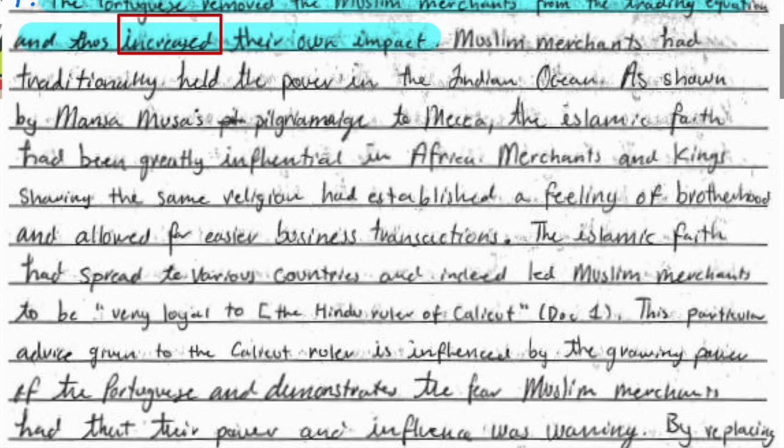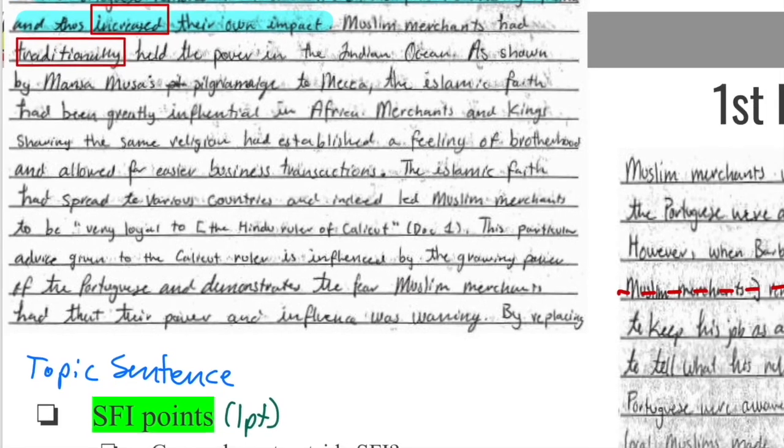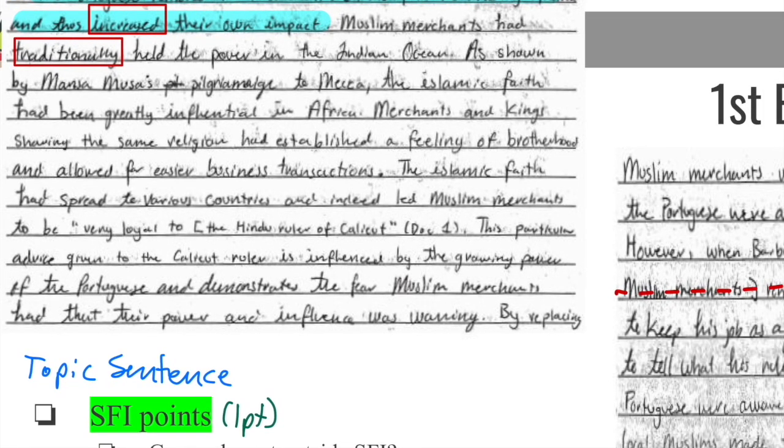Muslim merchants had traditionally, that's the past, held the power in the Indian Ocean, as shown by Mansa Musa's pilgrimage to Mecca. Now, was that mentioned in any of the documents? No, it was not. So that means it is outside SFI, Mansa Musa and his Islamic pilgrimage to Mecca. But you can't just name drop a random fact. You have to actually use it to answer your prompt.